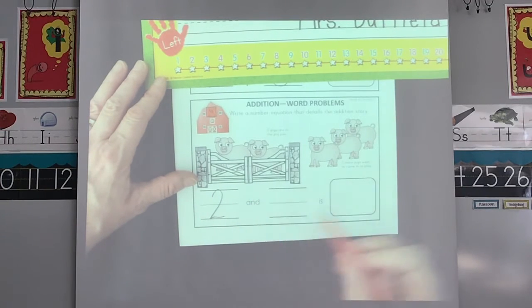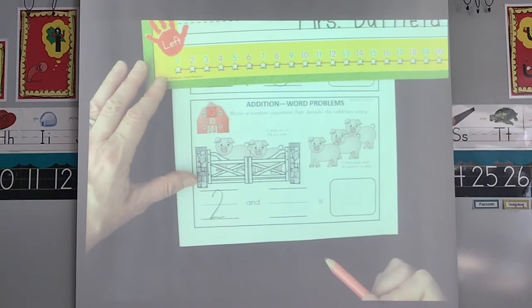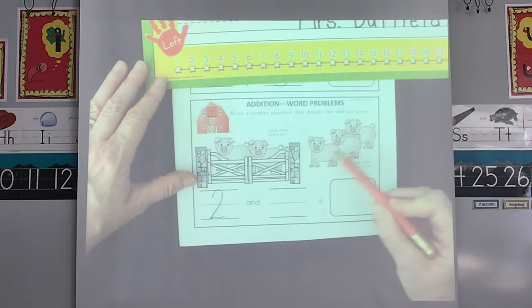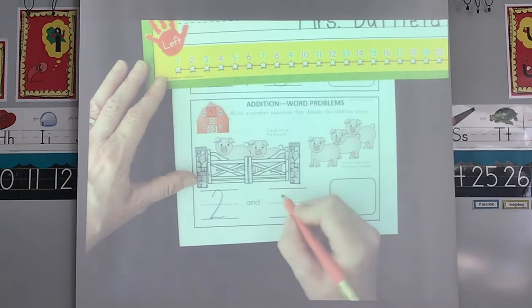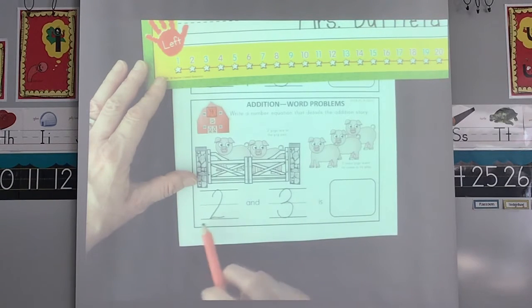And 3 more pigs want to come into play. So how many? 1, 2, 3. Write your 3. So let's read the sentence again.